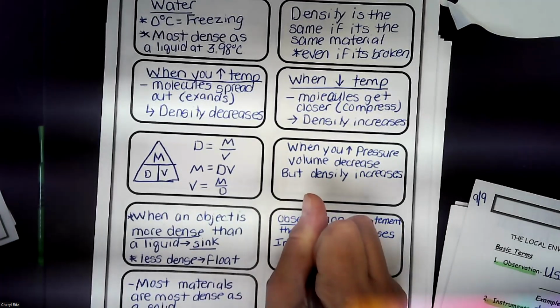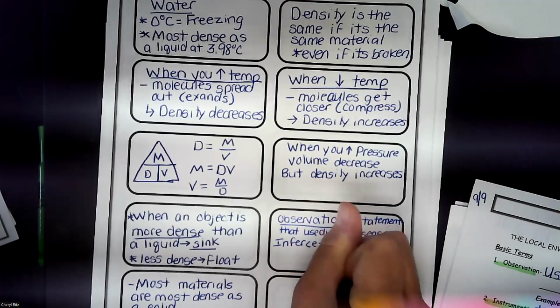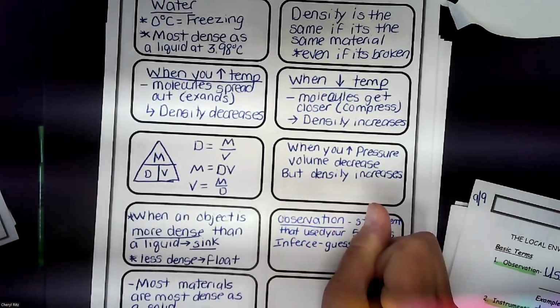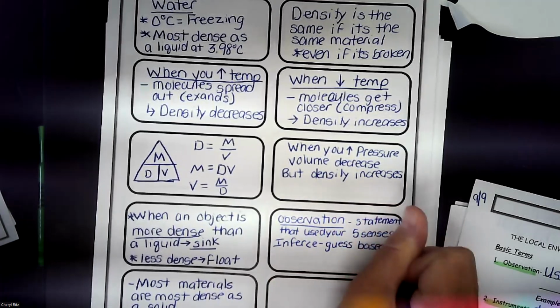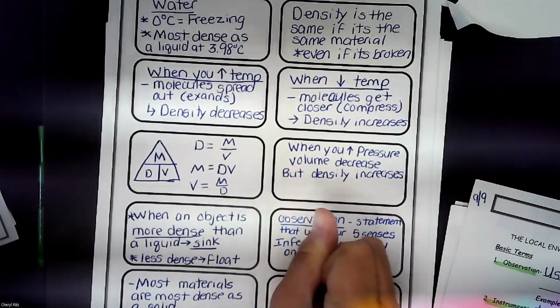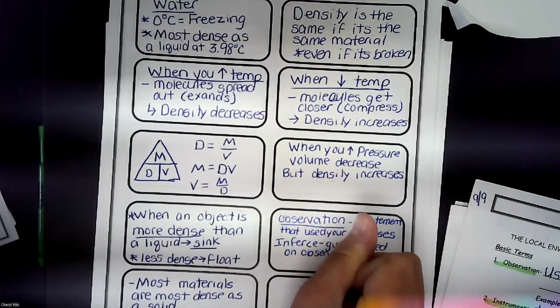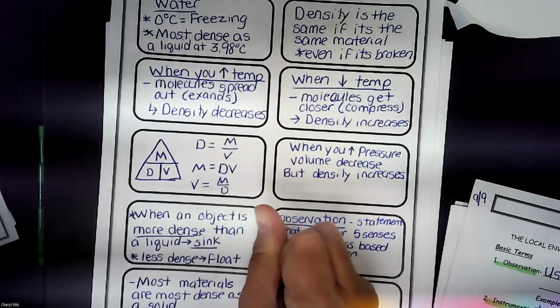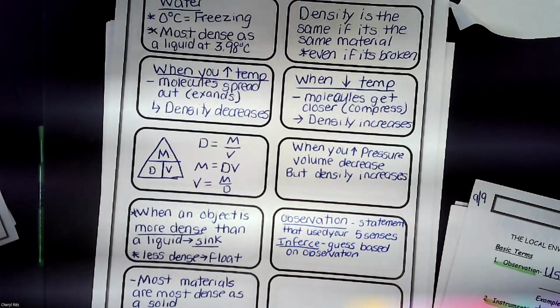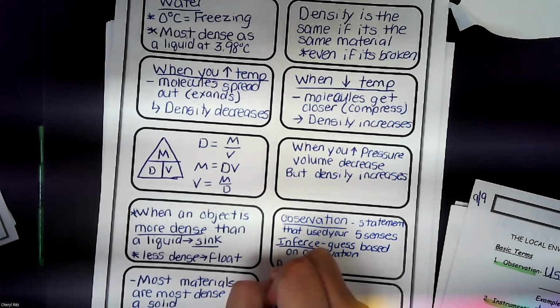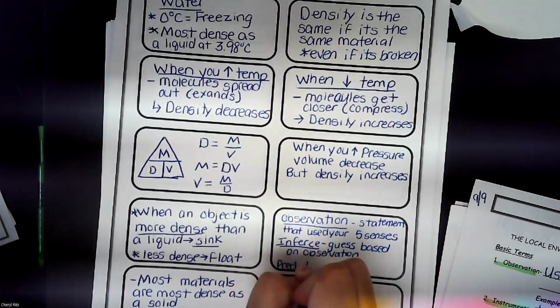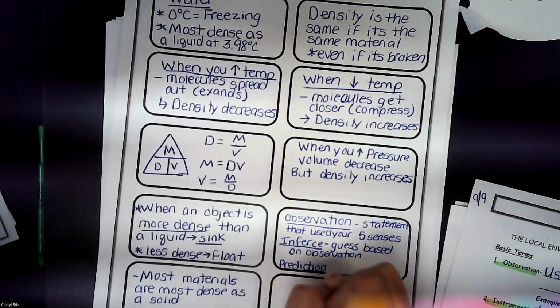So now I said observation, but what's an inference? It's a guess. Yeah, based on an observation. So you observe the rock is nice and smooth. You guess, or you make an inference, that it was transported by a river. And the last one is prediction. Yep, so prediction is a guess.